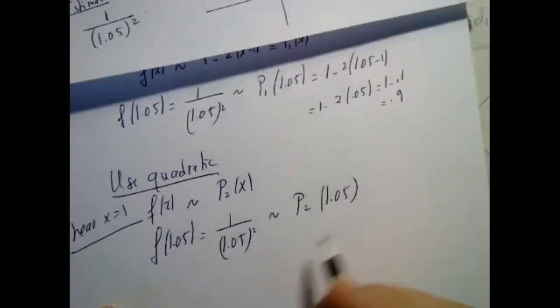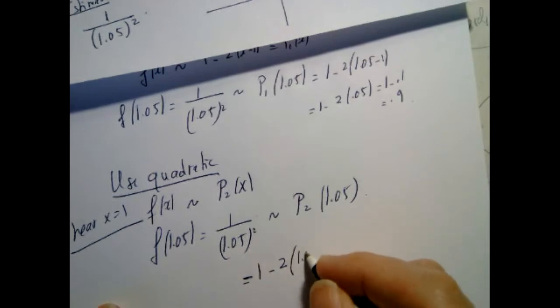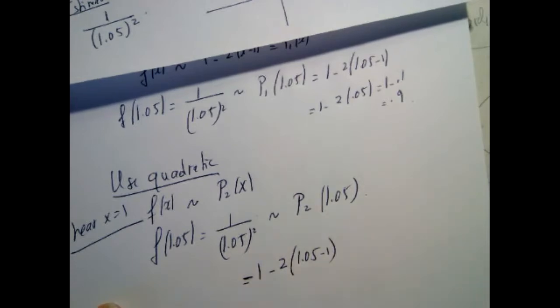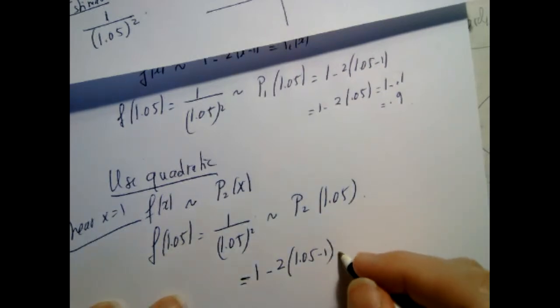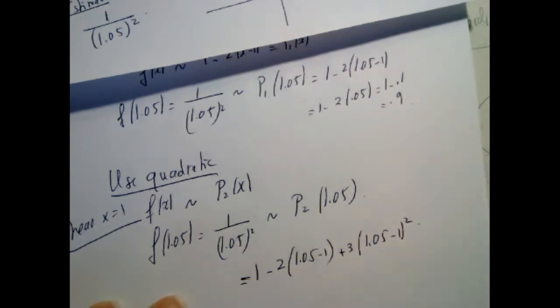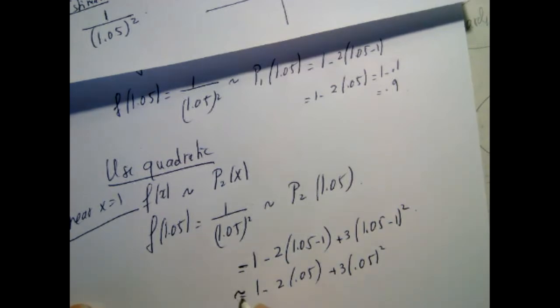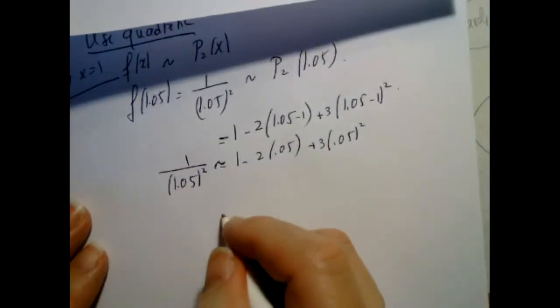So this will give me the following. 1 minus 2 times, I'm plugging 1.05 for x in the polynomial, plus 3 times, again, I'm plugging x in the expression, squared. And the rest is we pick up a calculator and see how well we're doing. So that's 0.05 plus 3 times 0.05 squared. So 1 over is being approximated by that.